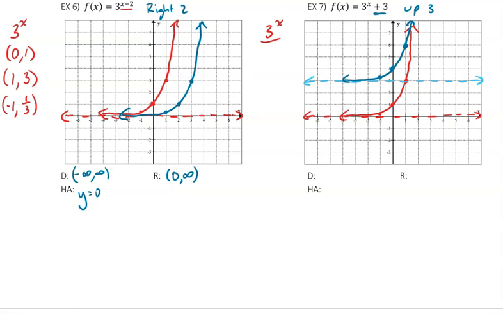Our domain is going to be negative infinity to infinity still. Our range this time is going to be 3 to infinity, because 3 is now the lowest it goes. And our horizontal asymptote is now at y equals 3.